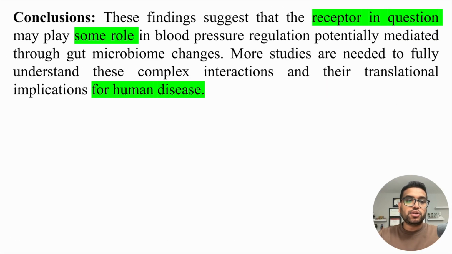In this conclusion here, it doesn't give a clear takeaway message. It simply says that these findings suggest the receptor in question may play some role, and more studies are needed to understand these complex interactions and human disease. It is too vague.